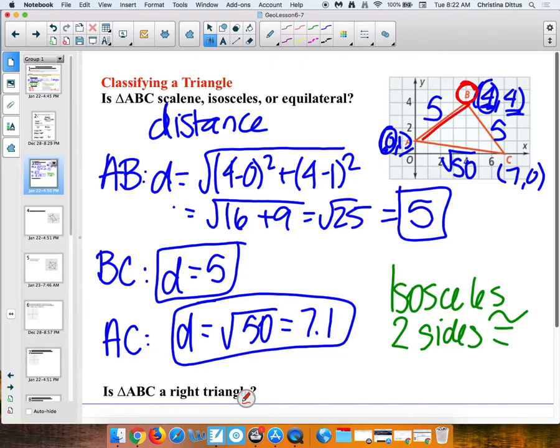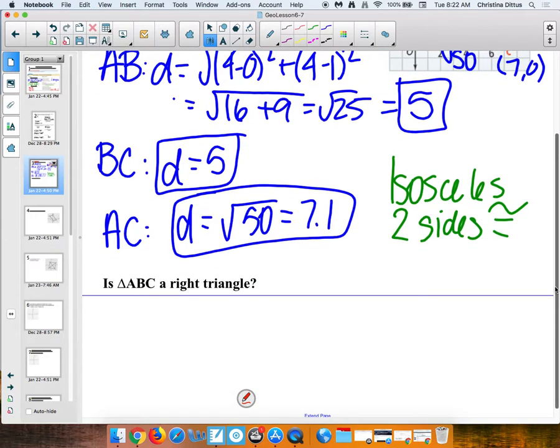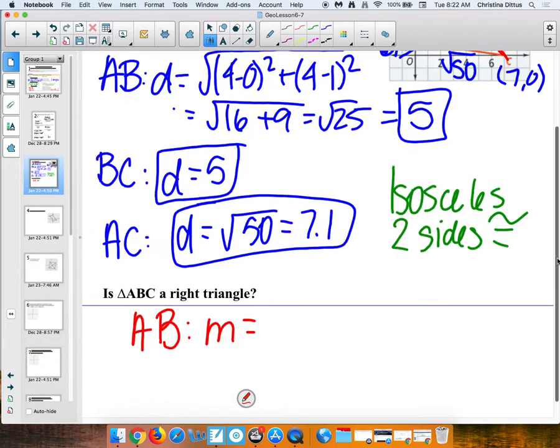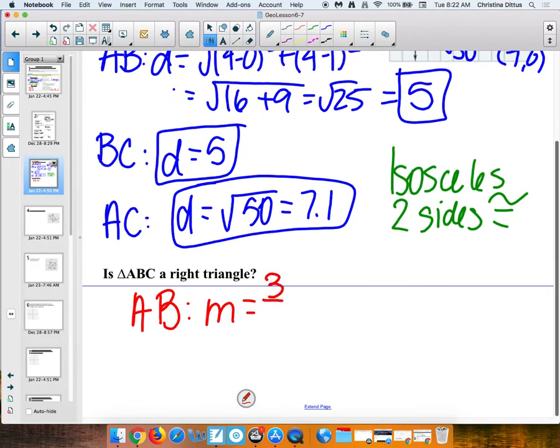AB and BC. The lines that make up angle B. Okay, so we got the slope of AB. The easiest way to find it with a picture is rise over run. So from A to B, we rise 1, 2, 3, run 1, 2, 3, 4. So I got 3 over 4. Everybody agree with that? Yeah.